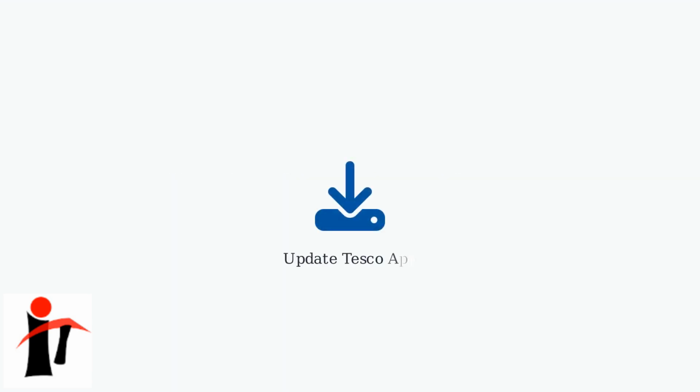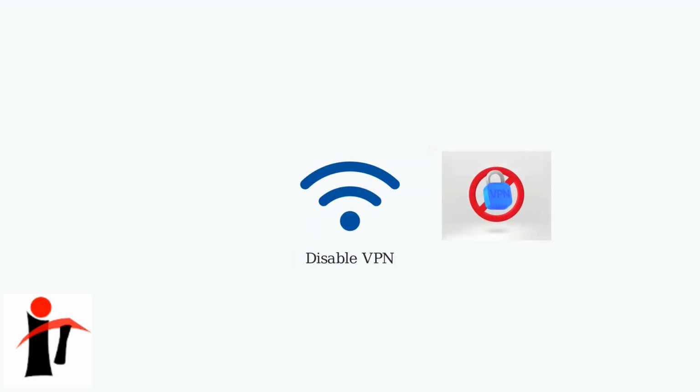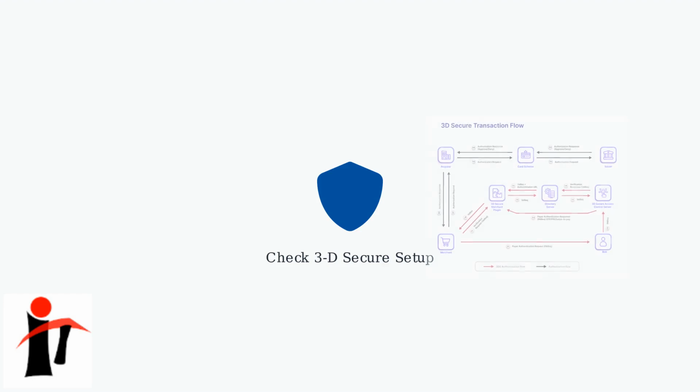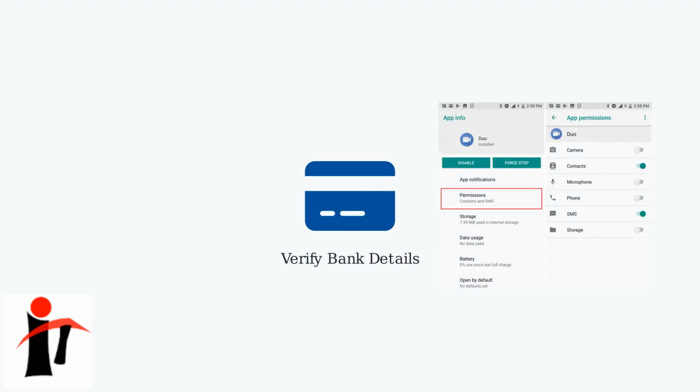First, ensure your Tesco app is up to date. Updates often address SCA compliance issues. If you're using a VPN, try disabling it temporarily, as it can disrupt bank verifications. For 3D Secure problems, make sure your device is compatible and that you've enabled app permissions for notifications, which are needed for authentication. If the bank check fails, double-check your card details and ensure there are no bank-side outages.